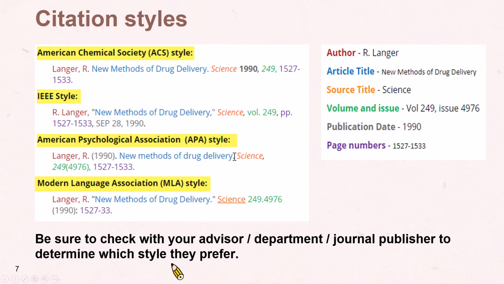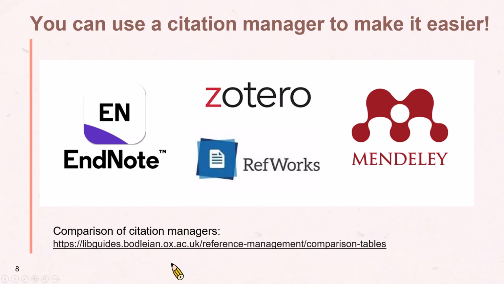But if you enter every reference manually and switch between citation styles on your own, the process may be complicated. So you can use a citation manager to make it easier. There are many citation managers such as EndNote, Zotero, and Mendeley. Today we are going to introduce EndNote for you.